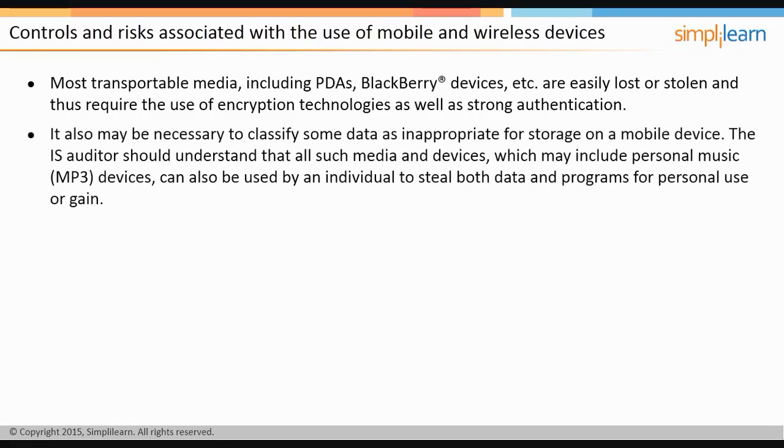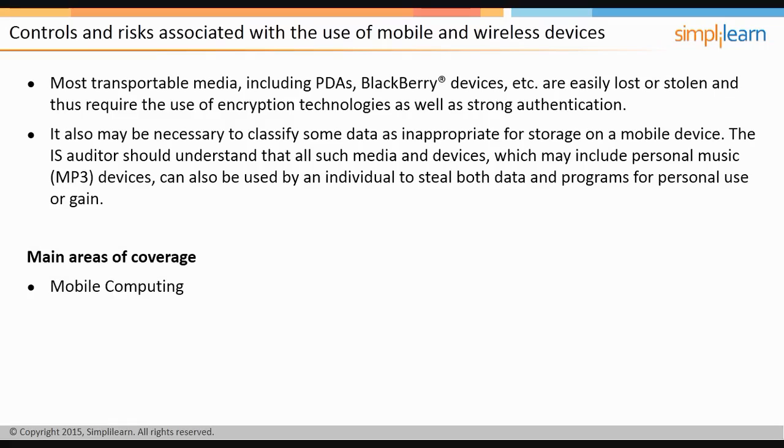It also may be necessary to classify some data as inappropriate for storage on a mobile device. The IS auditor should understand that all such media and devices, which may include personal music and MP3 devices, can also be used by an individual to steal both data and programs for personal use or gain. We will focus on mobile computing.